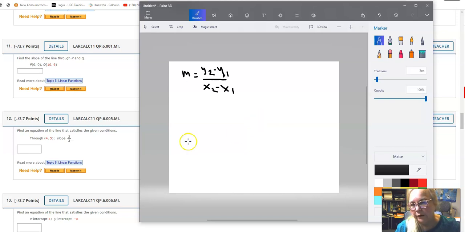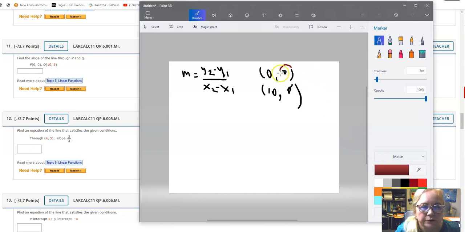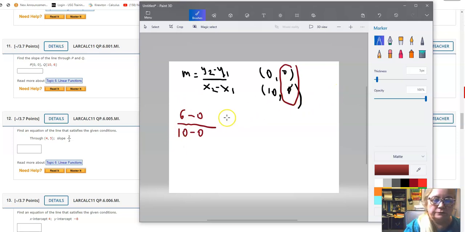So if you have the point (0, 0) and the point (10, 6), the y coordinates are the second coordinates. So we can subtract 6 minus 0, and 10 minus 0. We have to follow the order: if we started with this point, we need to start with that point. In reality, it doesn't matter which point you start with, but the corresponding coordinates must follow each other. So 6 minus 0 is 6 over 10.